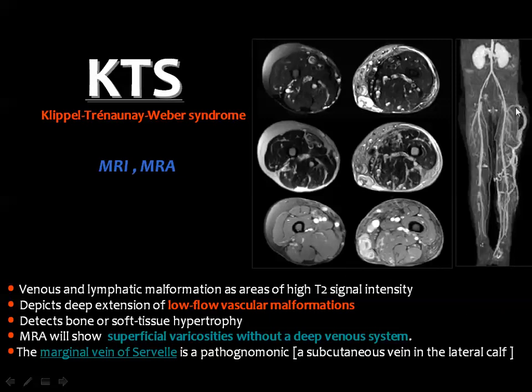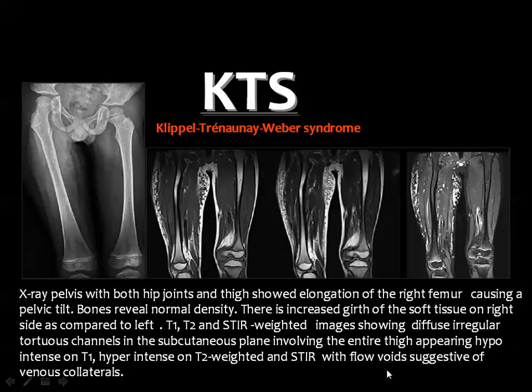And this vein, which is usually seen by MRA or CTA, is known as the marginal vein of Servelle, and is pathognomonic. This is a subcutaneous vein in the lateral aspect of the calf, as you can see here. But if you look at the patient, the diagnosis is usually easy whenever you see that the limb is significantly enlarged and you have skin pigmentation.